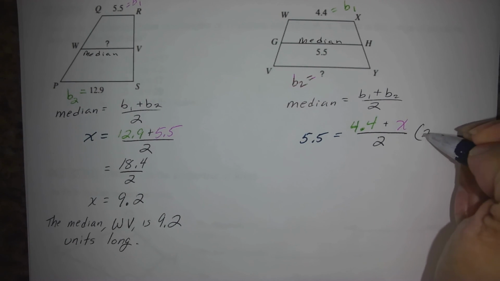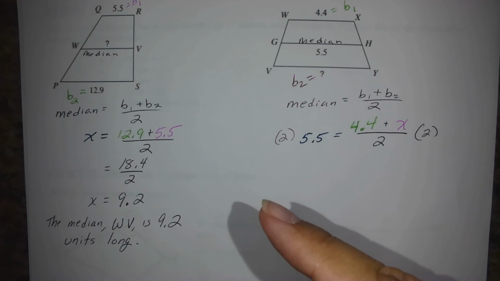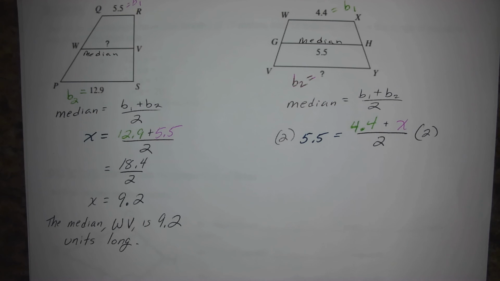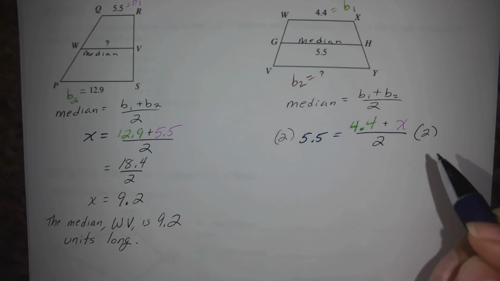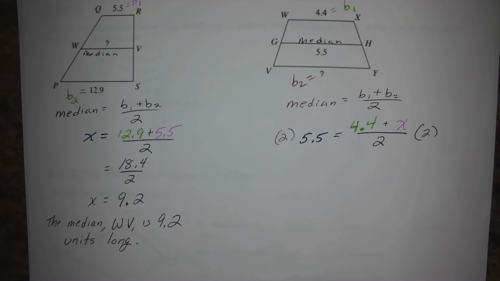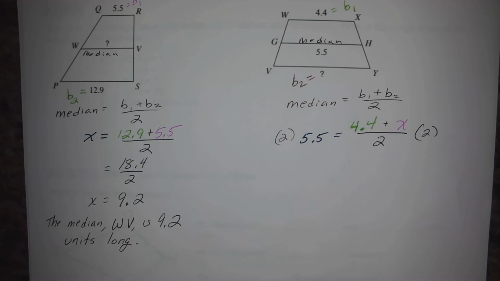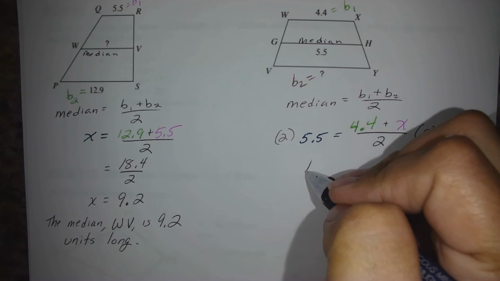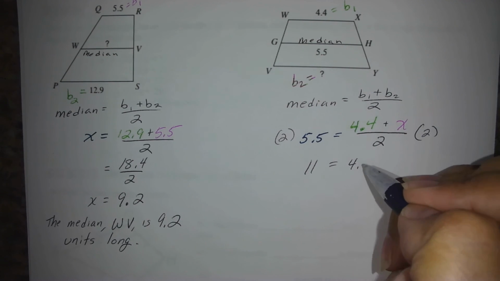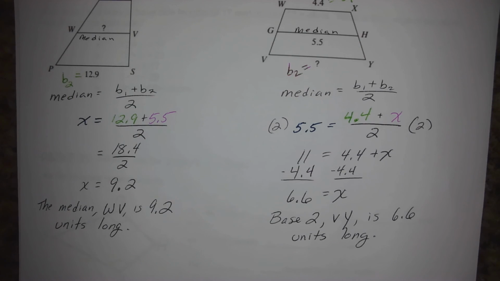We're going to multiply everything by 2. We'll multiply one side by 2, and what we do to one side, we've got to do to the other. It doesn't matter which side we start with. So we're going to multiply by 2 so that these 2's go away. They get multiplied or divided out. So then we have 5.5 times 2, and we end up with 11. And we have 4.4 plus the x. And we're going to solve. Go ahead. And you should have gotten 6.6.